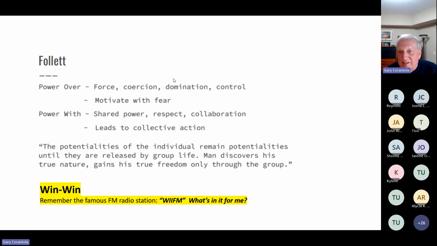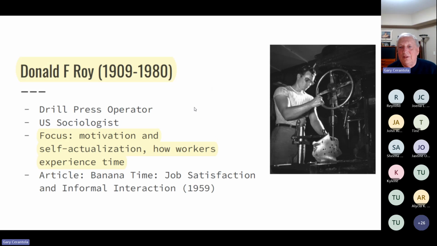Okay, so that's that piece. And then came Ronald F. Roy, and again, you can see that it's highlighted, so you better know a little bit about Ronald F. Roy. But he talked about motivation and self-actualization, how workers experience time. And you can see now when we talk about self-actualization, there's a lot of cross-pollination amongst these theorists. So obviously Donald Roy knew a little bit about what Maslow was doing, right? So you can see how that kind of comes together.